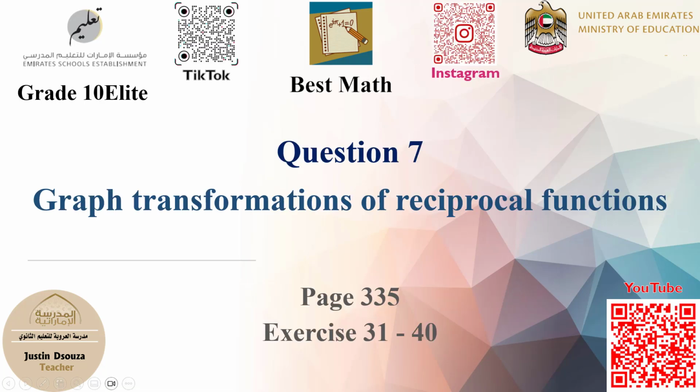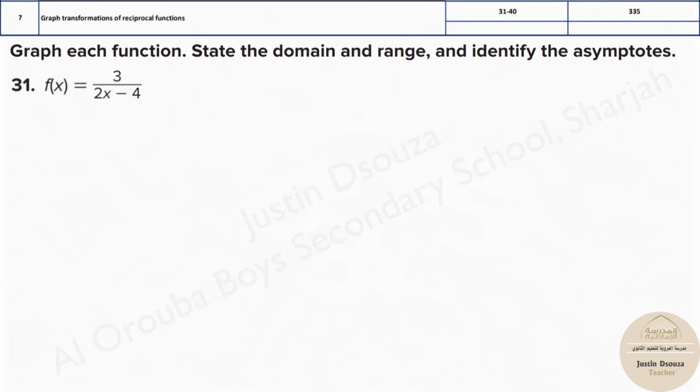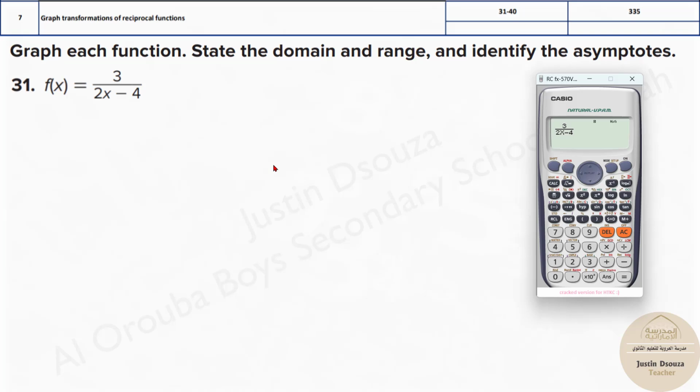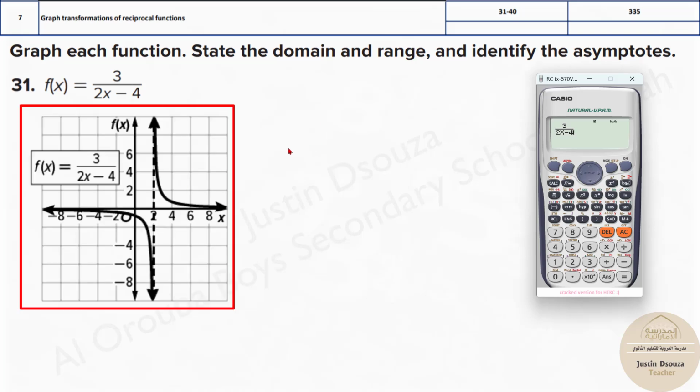Question 7 is to graph transformations of reciprocal functions. Here it is an easy topic because you can directly solve this in calculators. Please write out the given function in the calculator with the variable x as it is, and then what you need to do is look into the 4 options because you will have graphs as 4 options, isn't it?